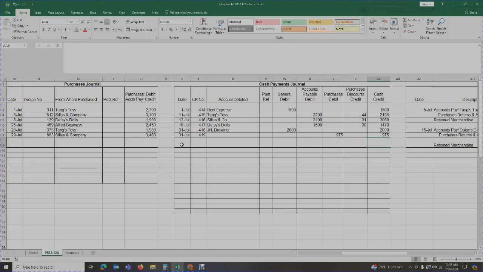Okay? So be very careful with these types of transactions. Yes, they are purchases, but just because they're purchases doesn't mean they go under the purchases journal. The only thing that goes under the purchases journal are your purchases on account. If you paid cash for your purchase, then you're going to put it under the cash payments journal because you had to use cash to pay for the goods. Okay? So that is what is going on. Do we have anything else? That is it. Those are all of the transactions that we have to record on our journals.